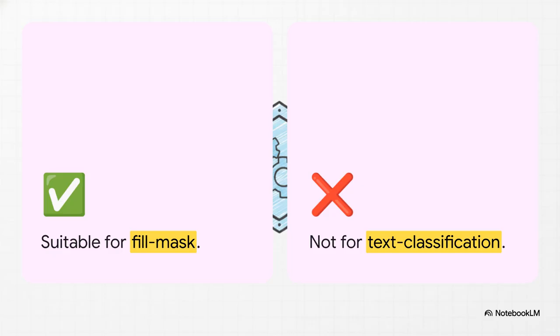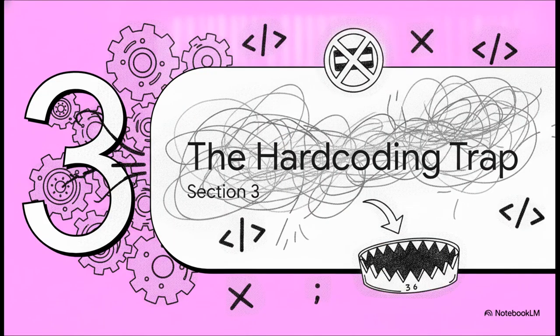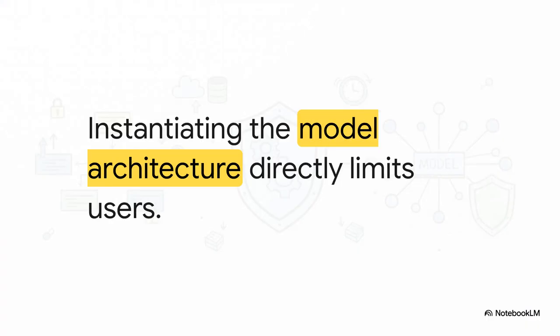Now, what's really interesting about this slide is Section 3, the hard coding trap. So pipelines are fantastic, right? But eventually, you're going to want more granular control, and you might want to bypass them entirely to instantiate the model architecture directly. But listen, this is exactly where things can get super dangerous for the longevity of your code. For our French mask filling model, you might explicitly write CamembertForMaskedLM right there in your code.